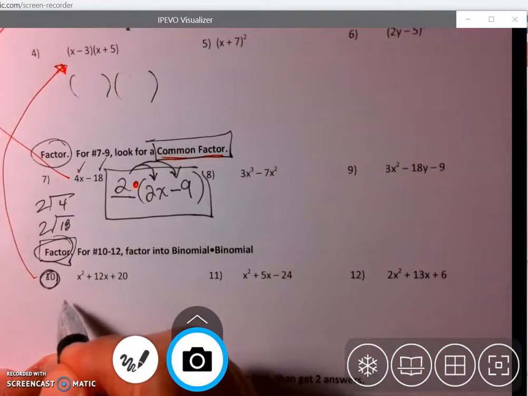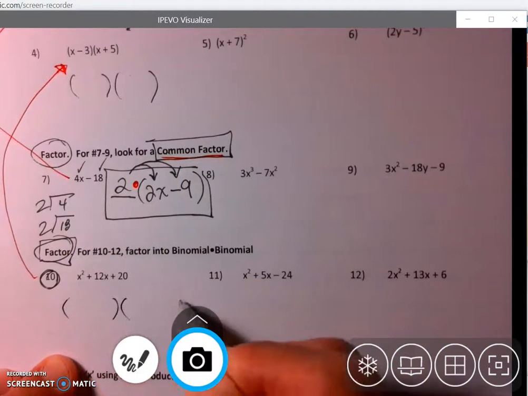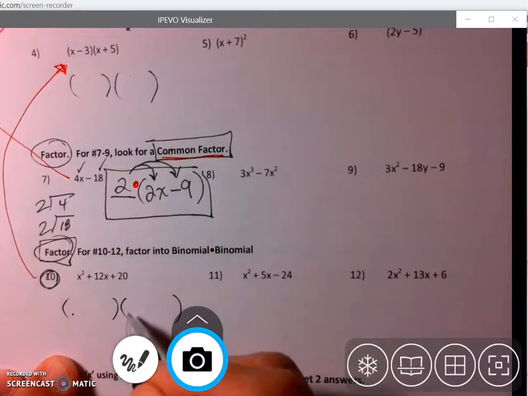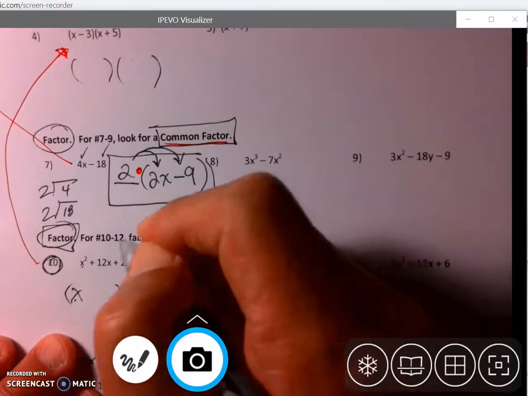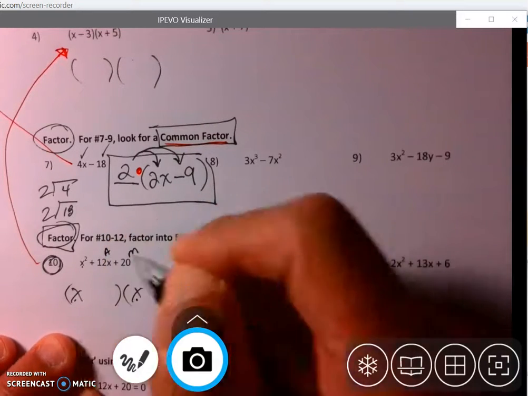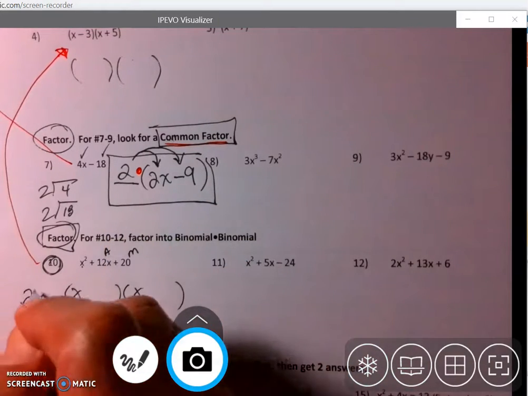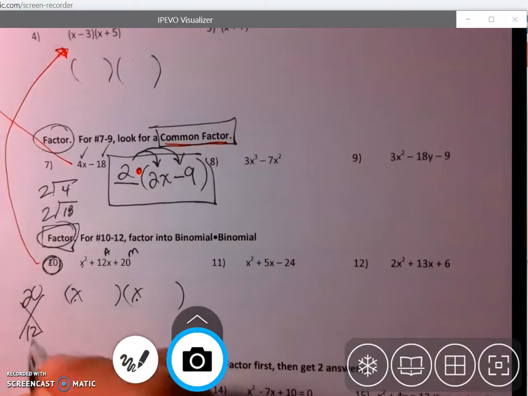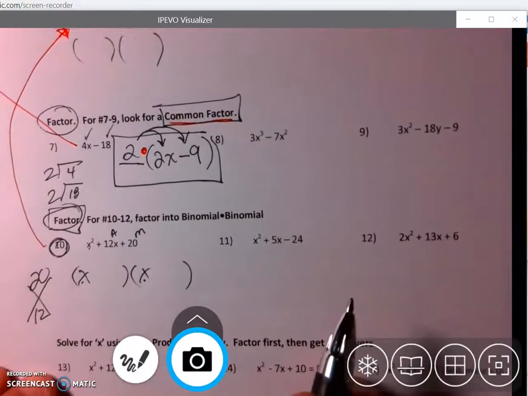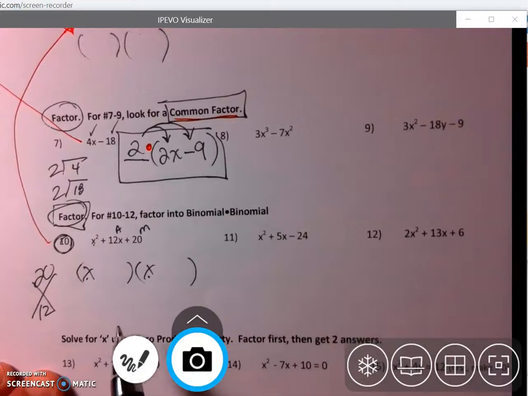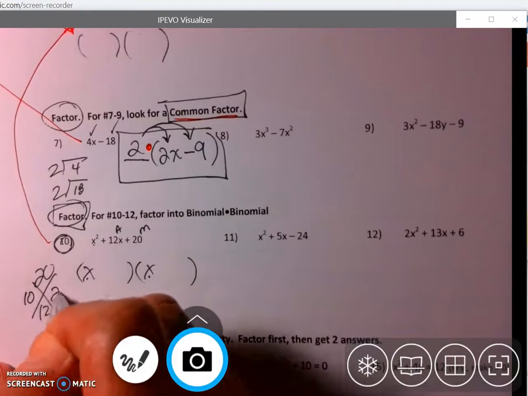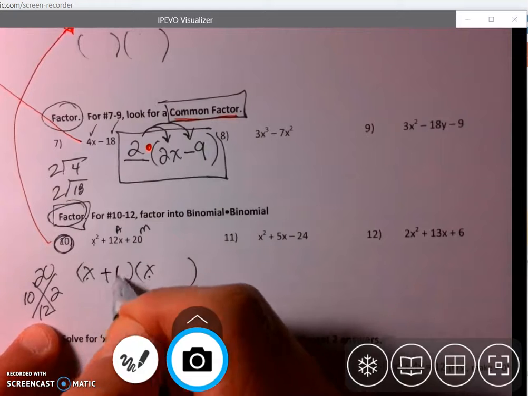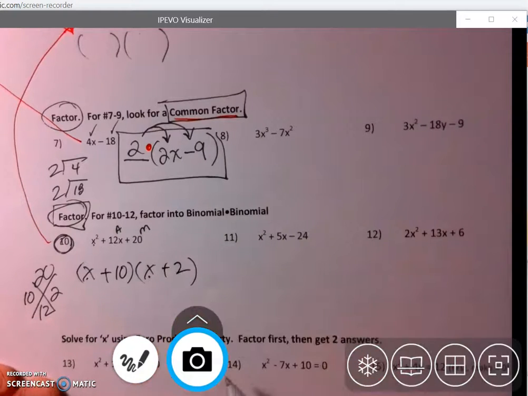So this is the one where we go parentheses, parentheses. These 2 numbers in front will give me x squared. Well, that's x and x. Then you look for numbers that multiply to 20 and add up to 12. So what 2 numbers multiply to 20, add up to 12? And you think of 5 and 4 and 1 and 20. But the correct answer looks like it's going to be 10 times 2 is 20. 10 plus 2 is 12. And that will be our answer.